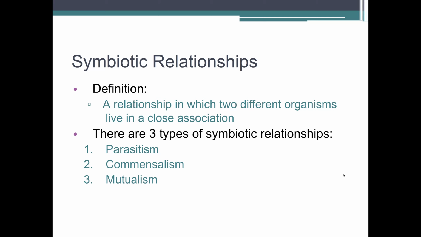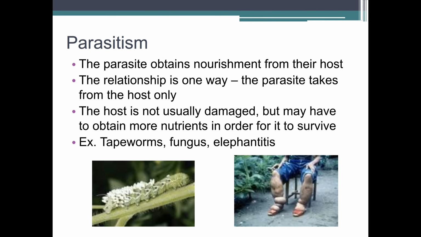Symbiotic relationships, we talked about these a lot in grade 9. The definition is a relationship in which two different organisms live in close association. There are three different types: parasitism, commensalism, and mutualism. Parasitism is where a parasite obtains nourishment from its host. The relationship is one way: the parasite takes from the host only. The host is usually damaged, and may have to obtain more nutrients in order to survive.